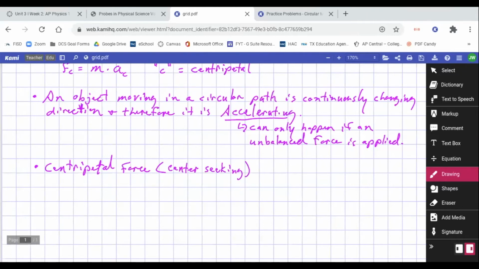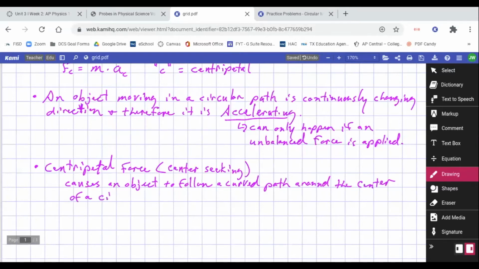We're going to say that it causes an object to follow a curved path around the center of a circle.